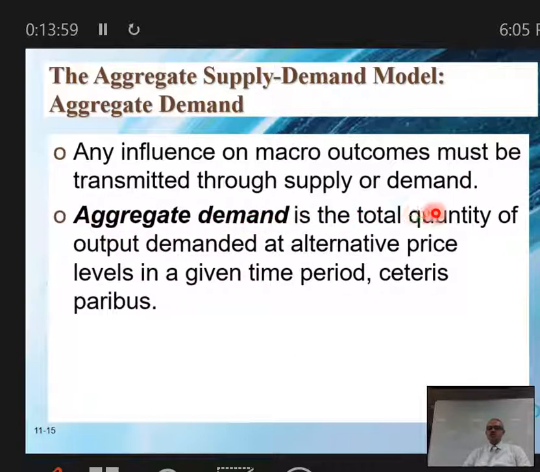Aggregate demand is the total quantities of output demanded at alternative price levels in a given time period. Are you guys okay with the definition? Yeah. Basically the same as demand. It's just that it is aggregate. It means for everything in the economy, not just mangoes or potatoes. It's mangoes, potatoes, barbers, chicken makers, everything.